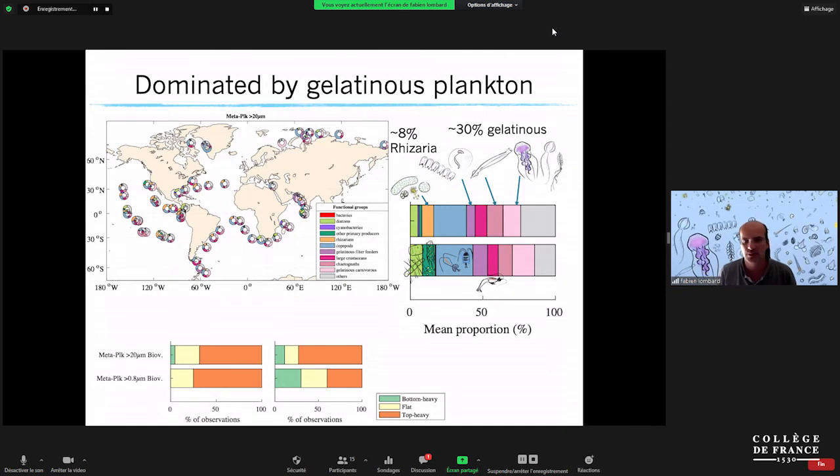And we get the same results looking at the rest of the ocean, with the addition of rhizarians that are mostly observed in the tropics. So basically, we have an ecosystem where one third is gelatinous predators or consumers that dominate the ecosystem.